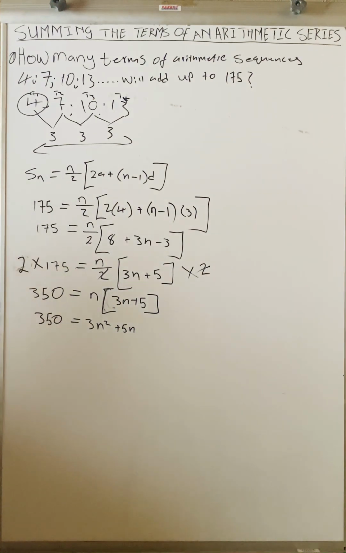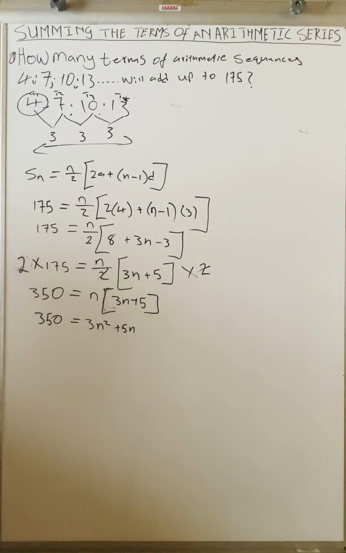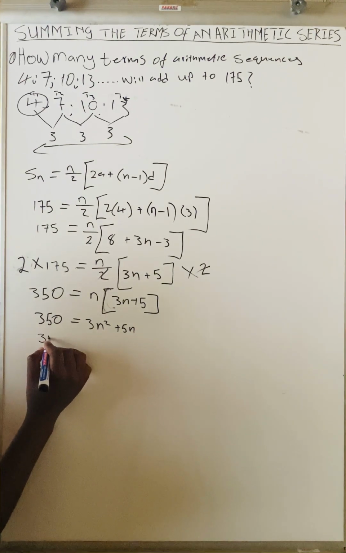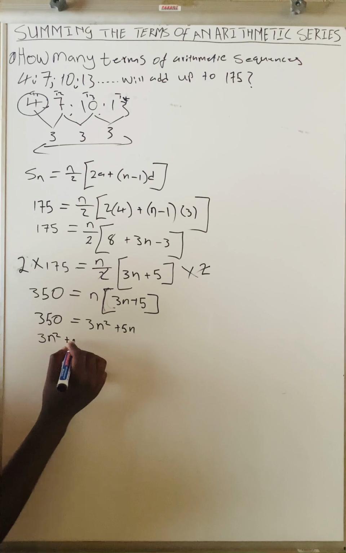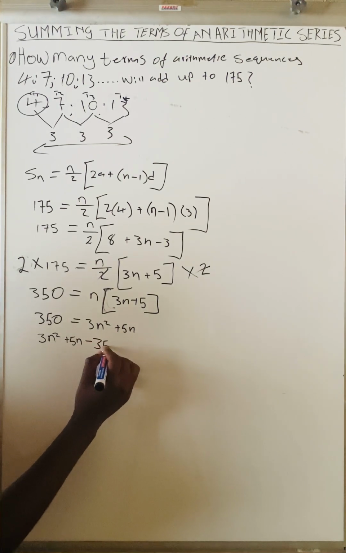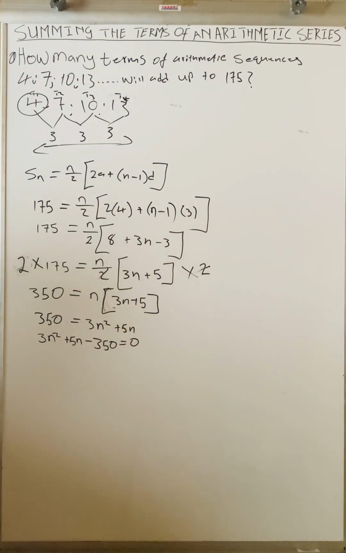Then you take 350 to the other side. When you jump the equal sign, it becomes negative. You will have 3n squared plus 5n minus 350 is equal to 0. From here, what do you see? You will see a quadratic, which means that you have to factorize.